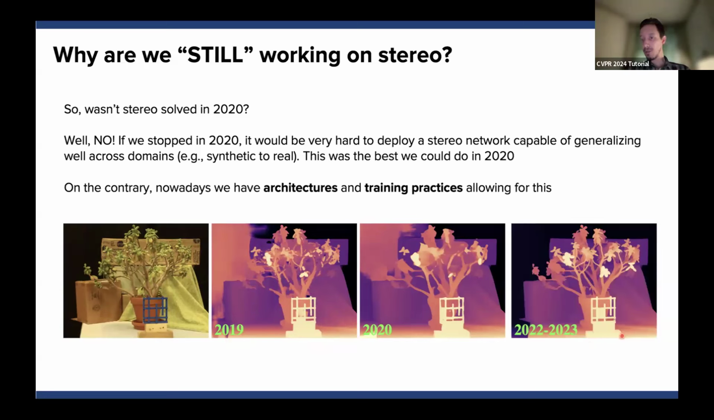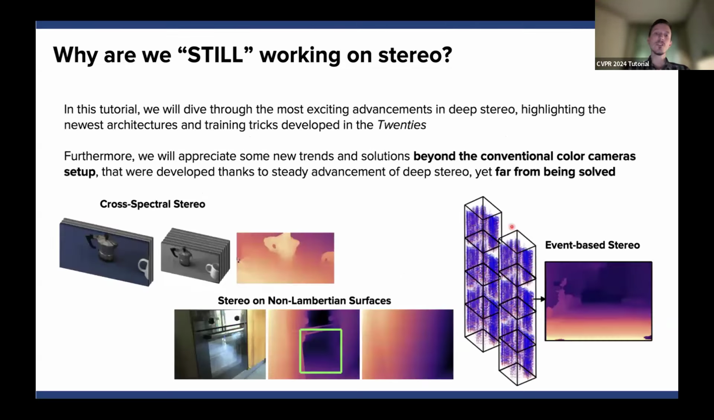And this is what we get nowadays. If we take a state-of-the-art network published between 2022 and today, and train it on synthetic datasets only, you can get some very nice, very fine-grained disparity maps that are much, much better compared to what we have seen before the 20s. So basically, in these years, we got several improvements in terms of training practices and network designs, which are the main topics that we will cover today. So that being said, in this tutorial, we will show you an overview of the most recent advances, and we will also provide you some of our own point of view.